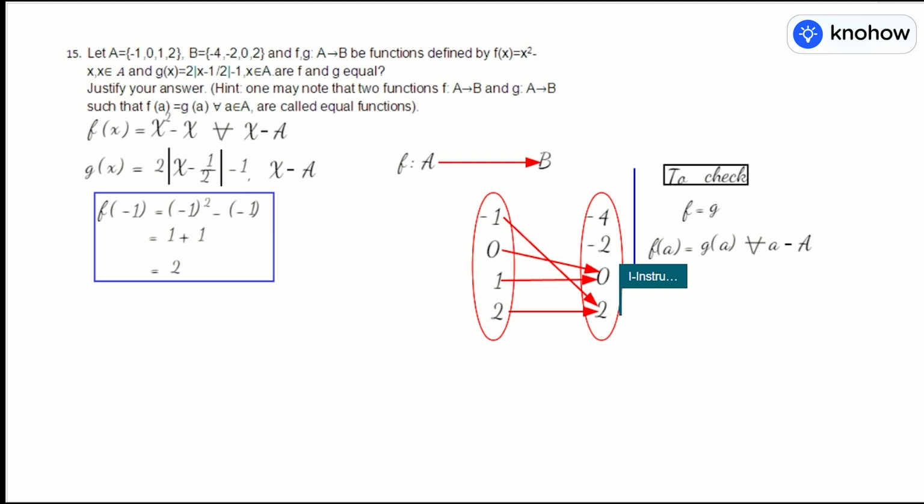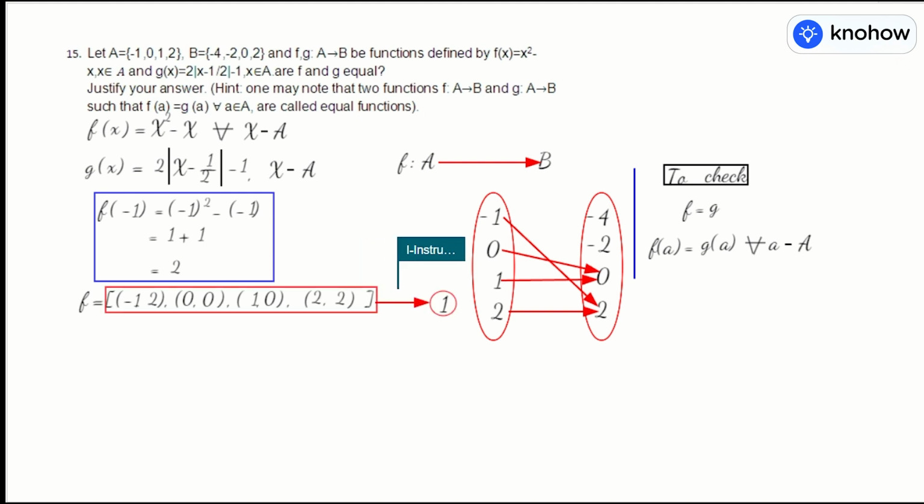Let me write it in roster form. What are the elements of f? The elements of f are (-1, 2), (0, 0), (1, 0), and (2, 2). This is your function f written like this.